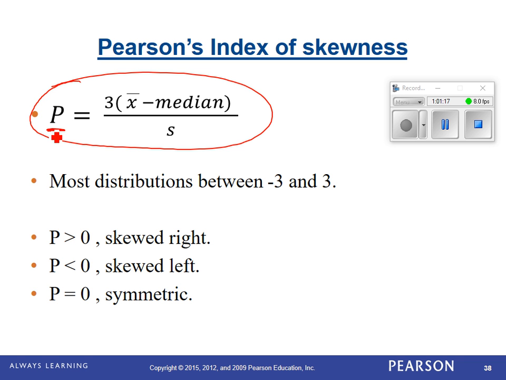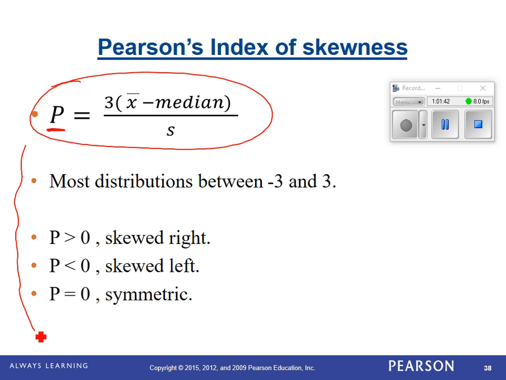So Pearson's Index, you just take 3 times X bar minus the median over S, which is your standard deviation. And you need to write down all of this, because this is how you're going to use Pearson's Index. It's going to tell you whether the data is skewed left, skewed right, or symmetric.